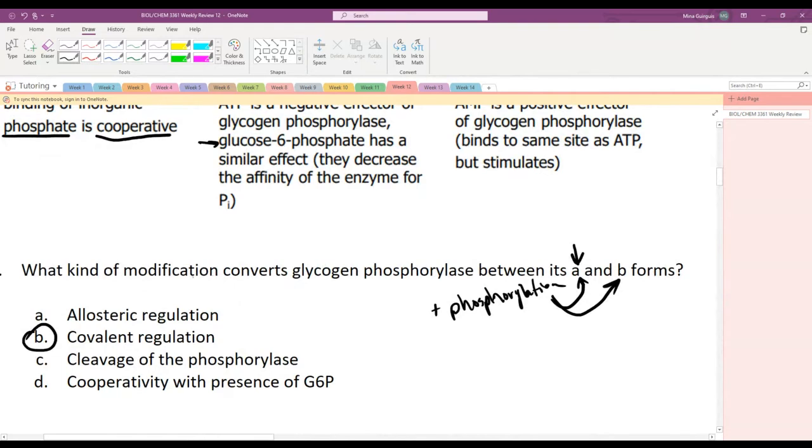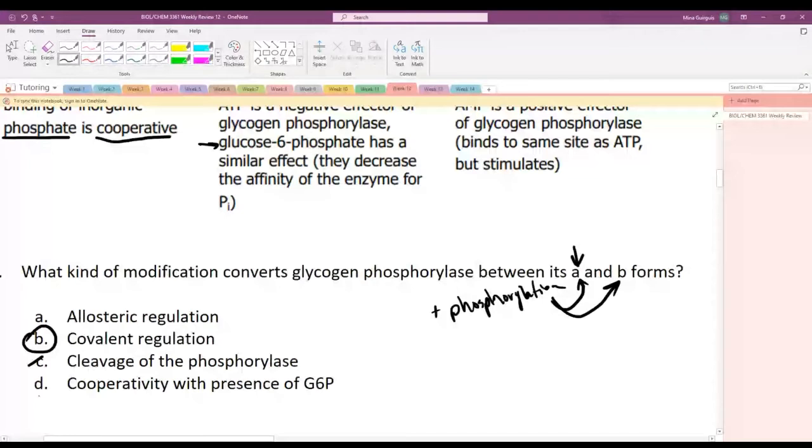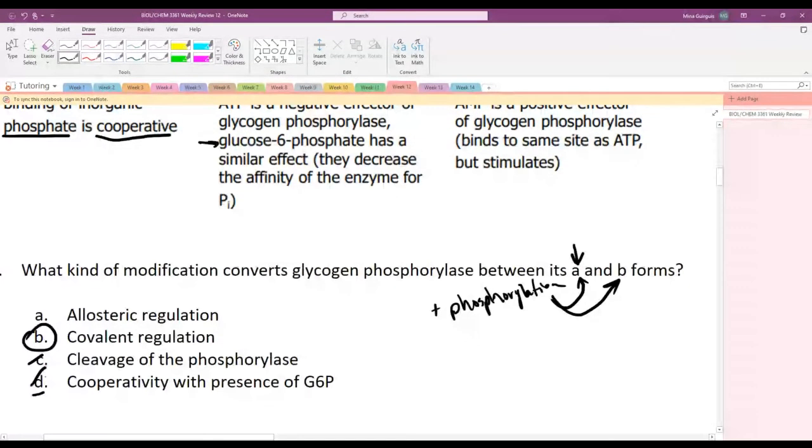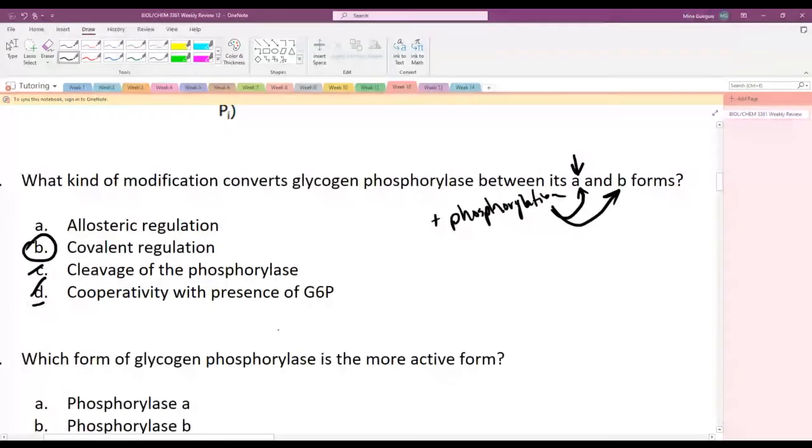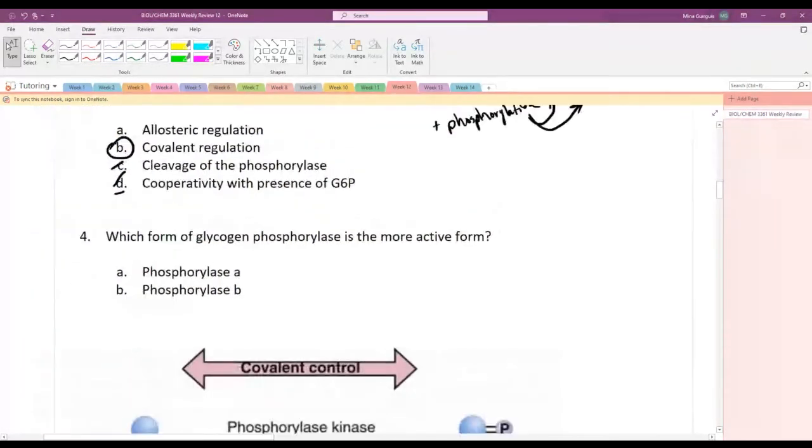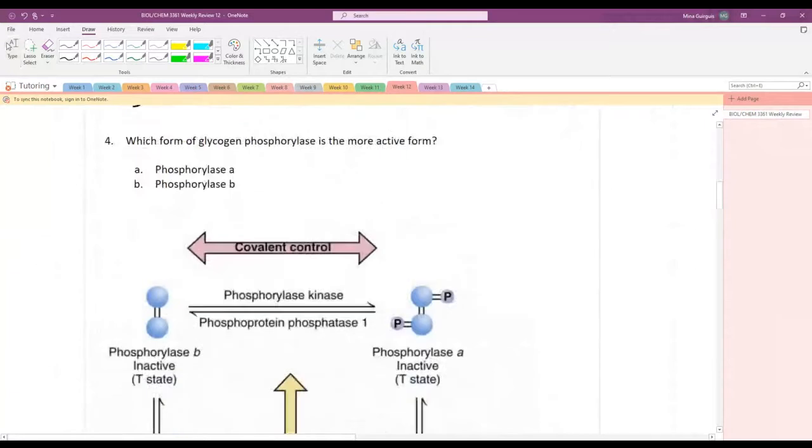We do not cleave the phosphorylase, so we can use cleavage with the example of zymogens that we talked about. That must have been week 6 or 7 maybe. And while cooperativity is a factor, it does not actually modify the enzyme, right? So we talked about cooperativity up here. It does play a role in the regulation of the enzyme, but that is not the modification we're talking about here. Okay, so I'm going to zoom out so we can talk about glycogen phosphorylase.